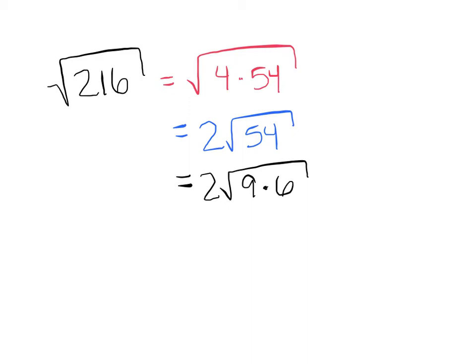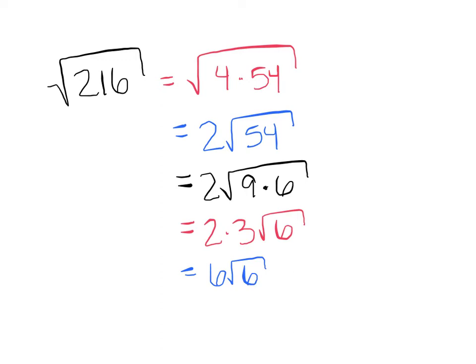Okay, well, 9 can escape. 9 is 3 squared. So when it gets out of the square root, it becomes a 3. So we already had the 2 times 3 times the square root of 6. Now think about 6 again. Perfect squares that go into 6. None of them. So we can finish this off. We can multiply 2 times 3 and we get 6 times the square root of 6, and we are done.